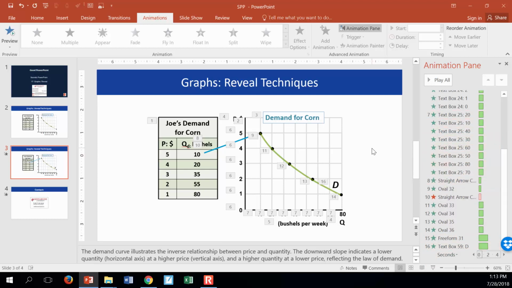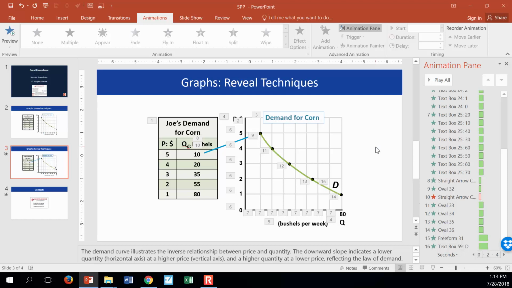8, 9, 10. Every single item here that you're seeing in terms of both the table and the graph, each individual piece is put up separately, and it reveals itself separately. In that way, you can discuss the graph one item at a time. You can keep your audience in exactly the same place.